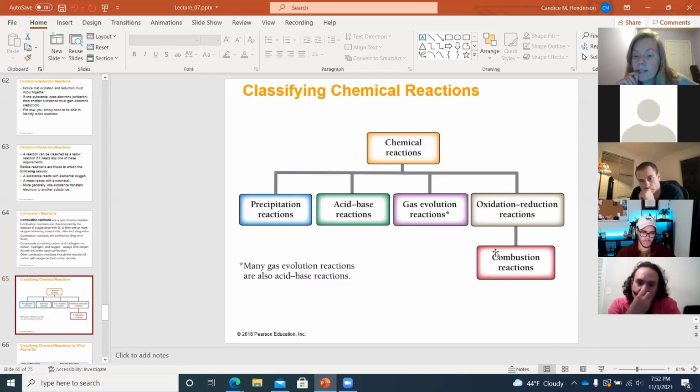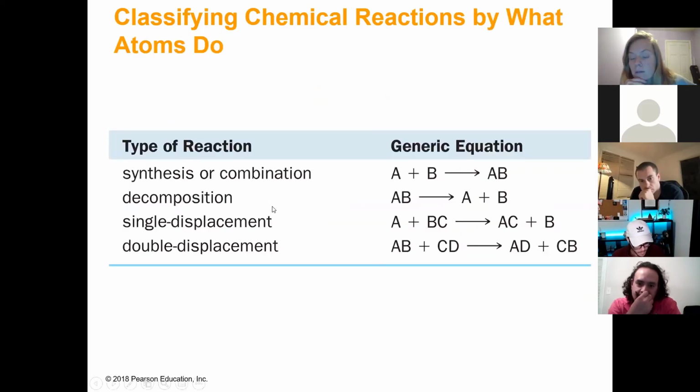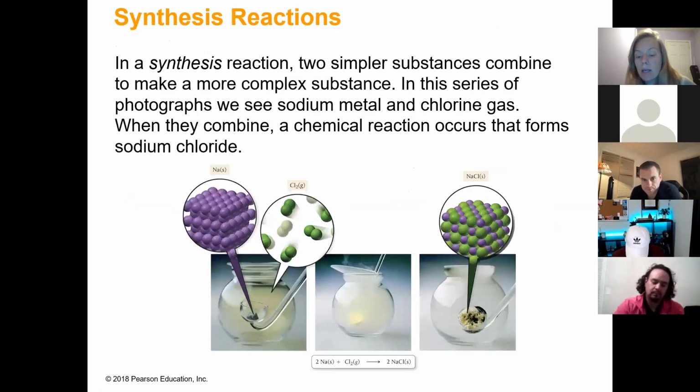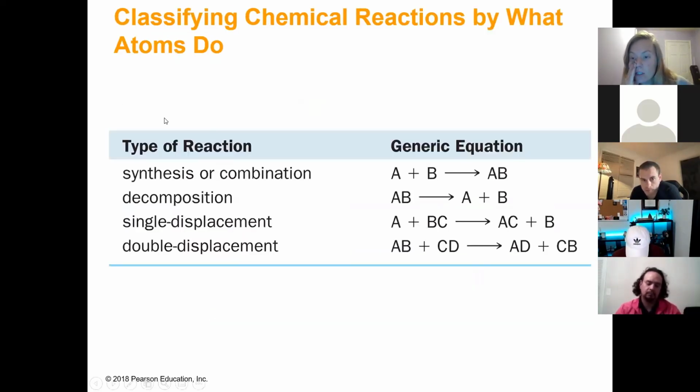There's another way that we can layer a classification on top of these. Something can be an acid-base reaction and also be one of the following four things: synthesis or combination, decomposition, single displacement, or double displacement. This is describing an equation based off of what the atoms are doing in their arrangement. We can go back to that dating scenario. Synthesis or combination is where two people start dating. So we've got A and B, they meet up at a party and then they become AB.